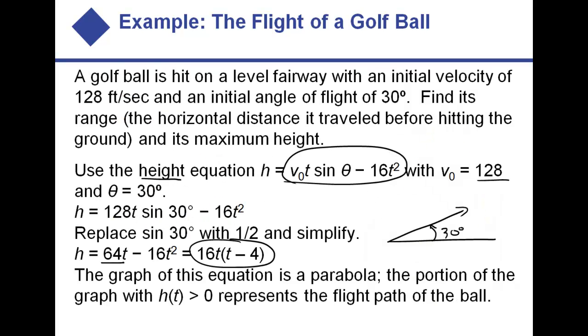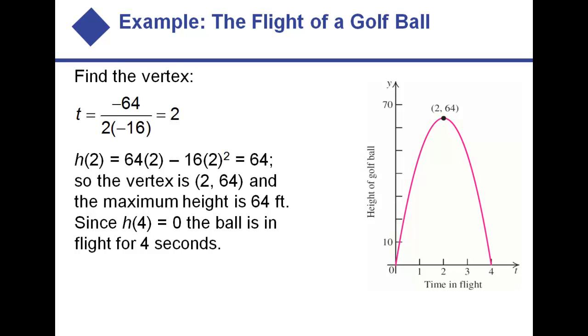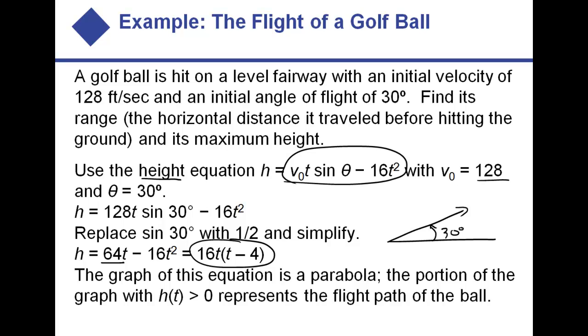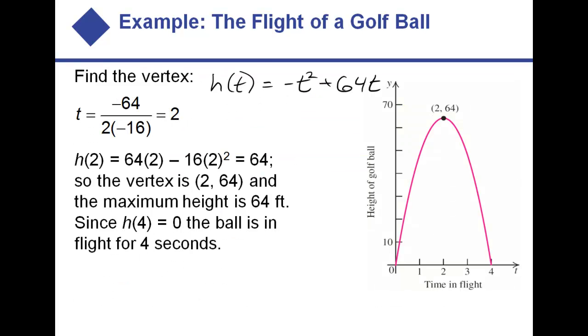So, back to it written in standard form, negative 16t squared plus 64t. We've got the height function as negative 16t squared plus 64t. So my A is negative 16, my B is 64, and just for continuity's sake, my C is 0.